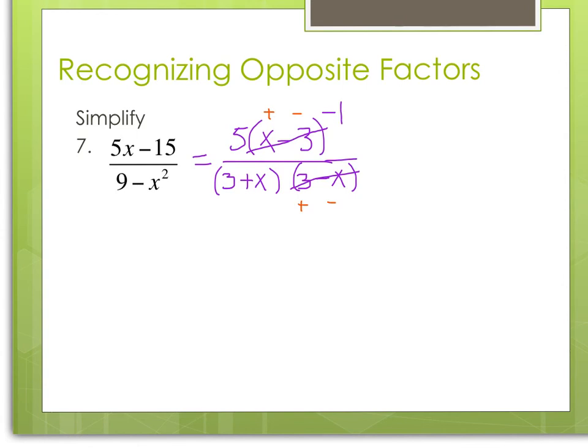So if your factors are the same, except they are both opposite signs, you can cancel, but this time you're left with a negative 1. So my final answer here, well, 5 times negative 1 is negative 5. And in the denominator, I'm left with 3 plus x. Okay, and this concludes our lesson on simplifying rational expressions.